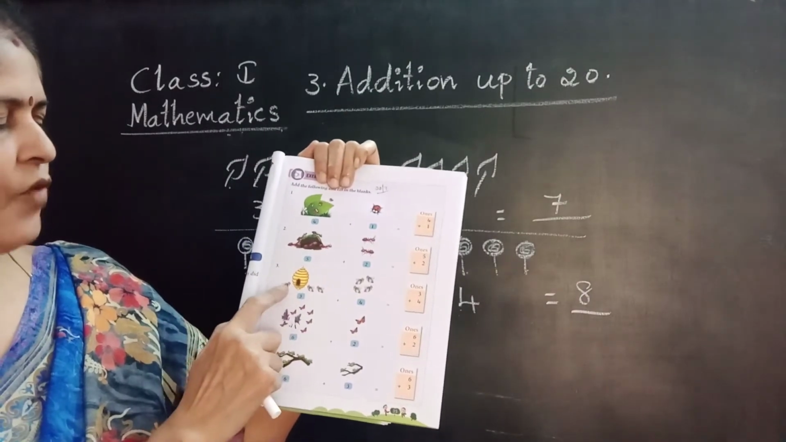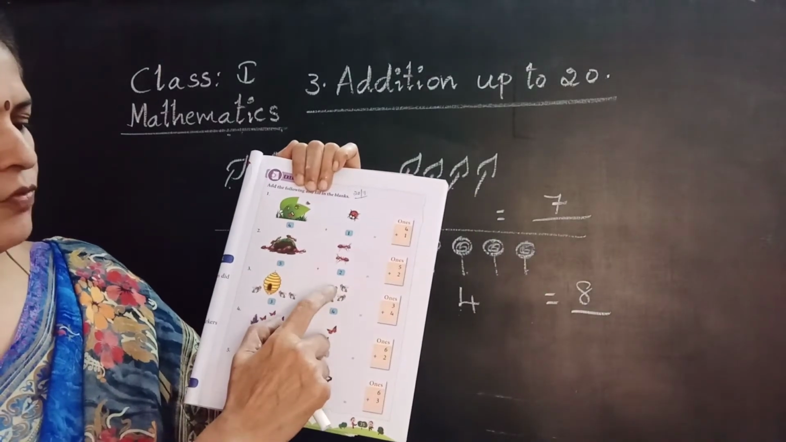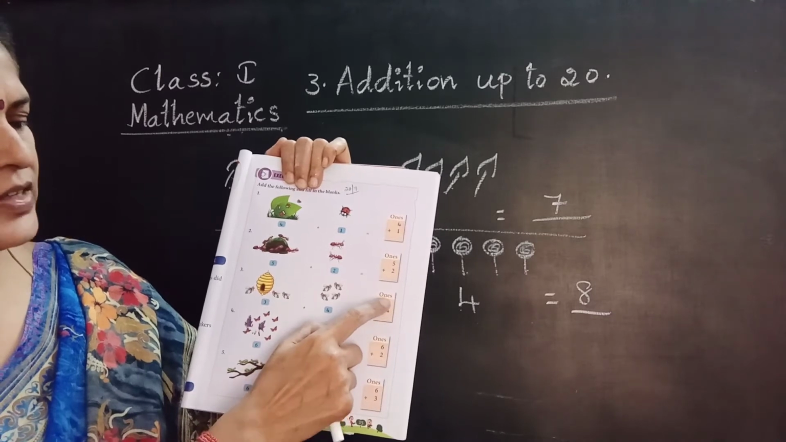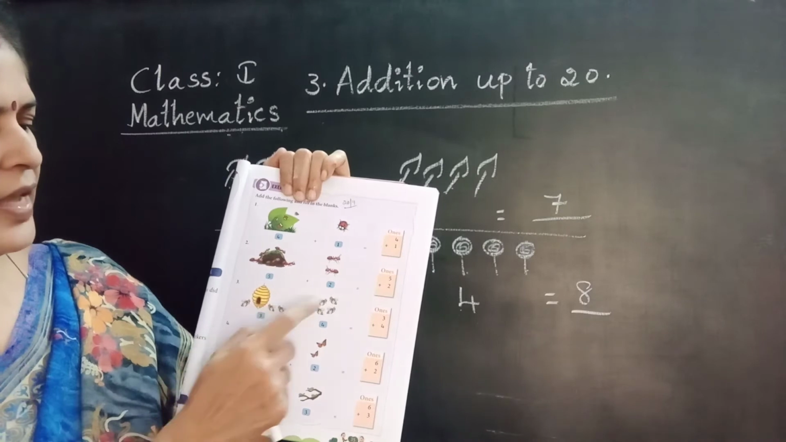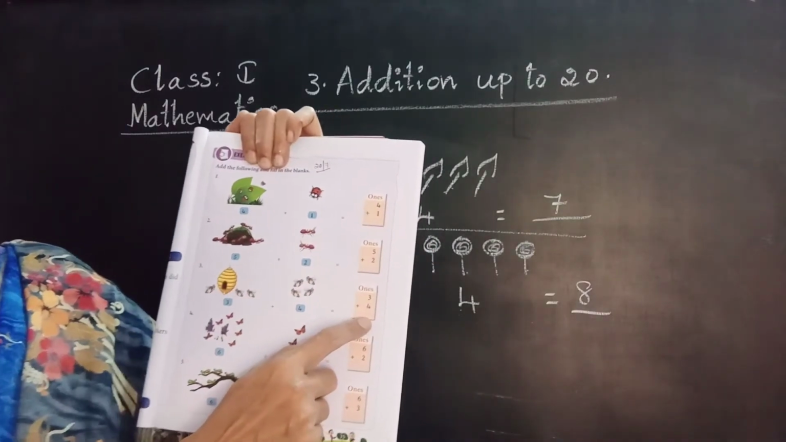Honey bees. 1, 2, 3. Number 3. 1, 2, 3, 4. Number 4. This is an addition fact. 3 plus 4. Count all the bees. 1, 2, 3, 4, 5, 6, 7. Total number of bees is equal to 7.